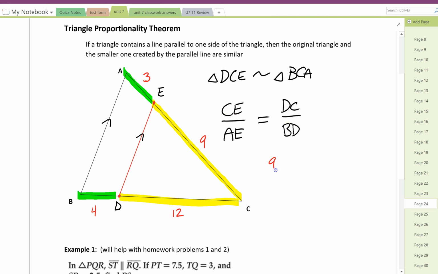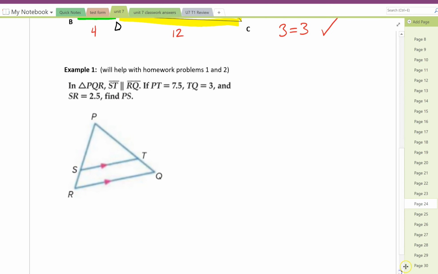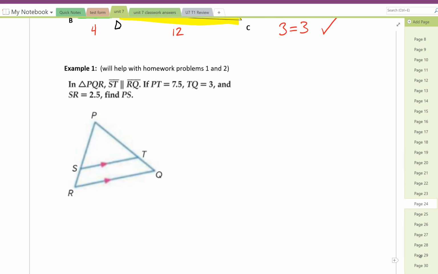So CE is 9, AE is 3. That has to be equal to DC, which is 12, over BD, which is 4. 9 divided by 3 is 3. 12 divided by 4 is 3, so it checks out. Okay, so let's do a practice problem with that. That has a little bit tougher numbers so that we can see if we actually know what we're doing here.